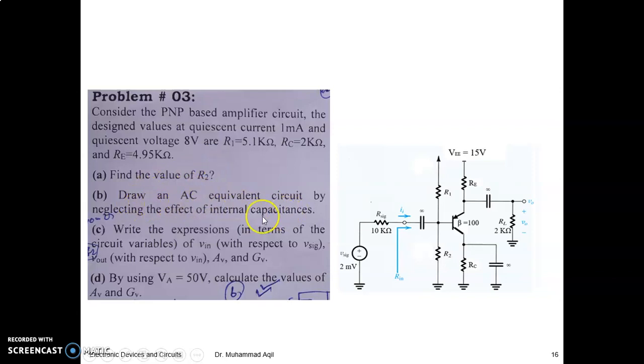We have to draw the AC equivalent circuit by neglecting the effect of internal capacitance. You have not studied these things, and of course it asks you to neglect it, so forget it. You have to draw the AC equivalent circuit. Write the expression of what?